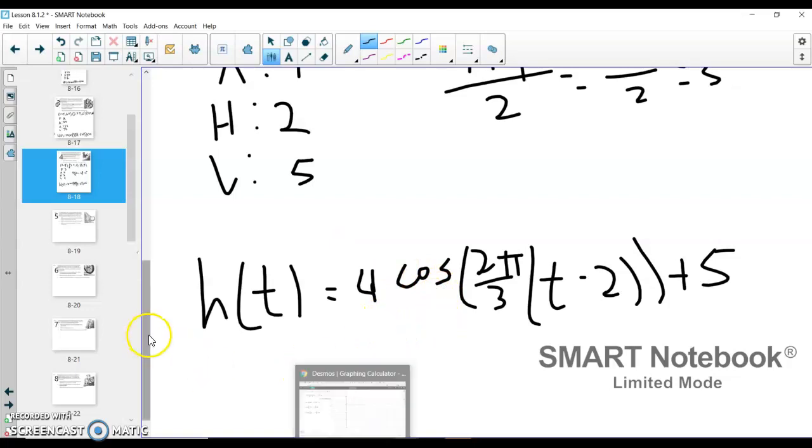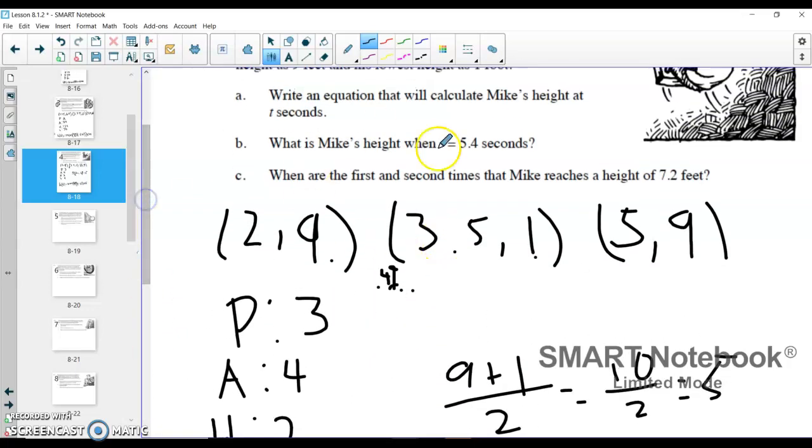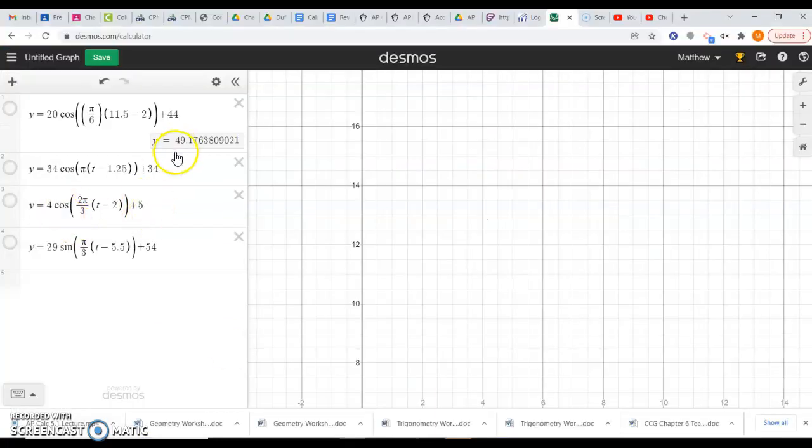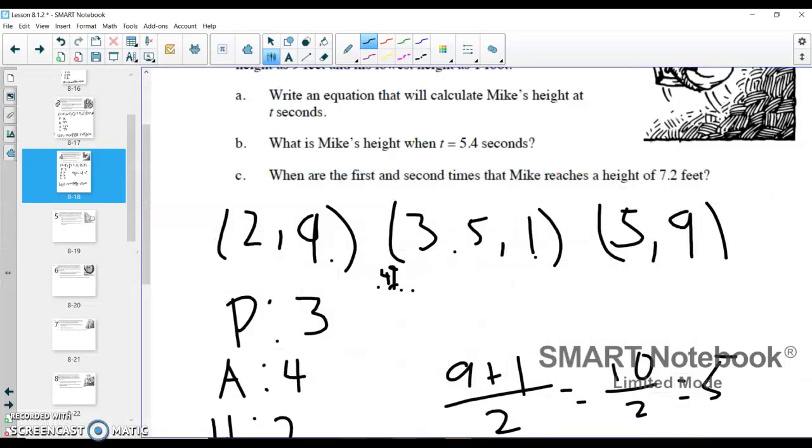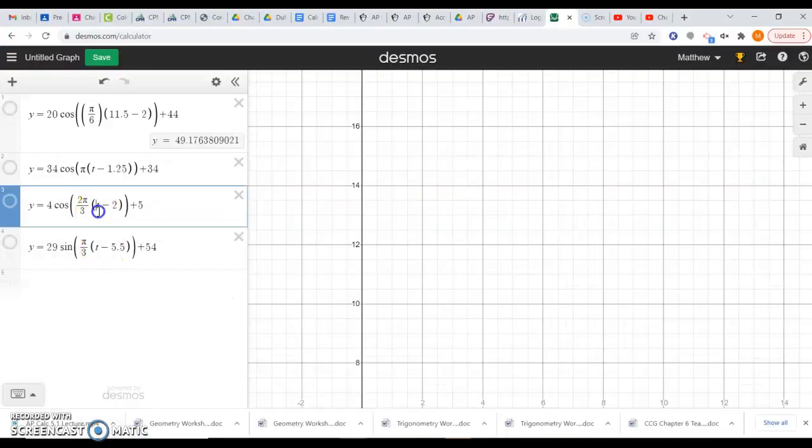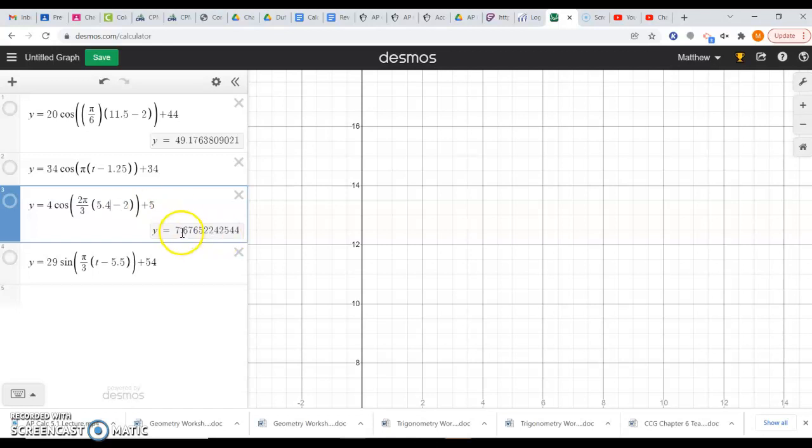Let's go to Desmos and try to answer some of these questions. The first question is pretty similar. What's the height at 5.4 seconds? Well, that means I can take my equation, which is represented right here, 4 cosine of 2 pi over 3, t minus 2, plus 5. I need to figure out at 5.4 seconds, so I'm going to put 5.4 into here. And it gives me a height of 7.677 if I rounded it up to right here. That is the height at my time. That answers that question for us nice and easy.